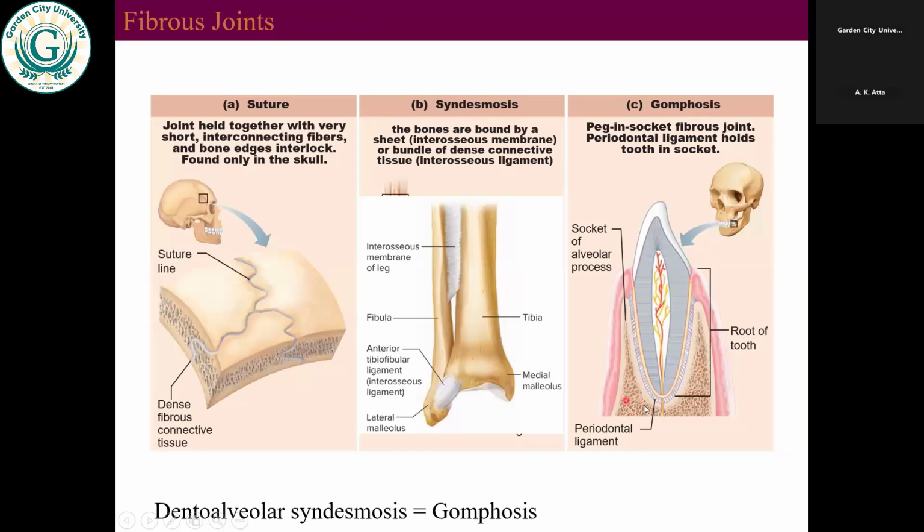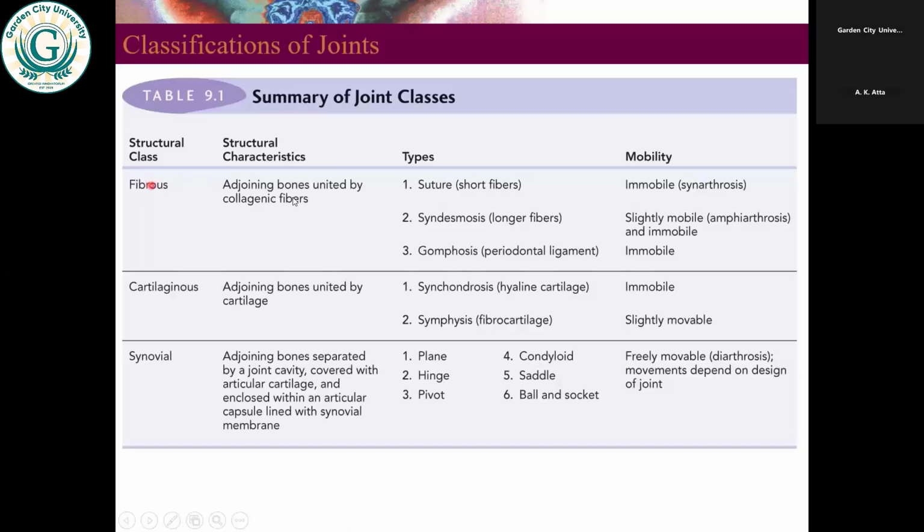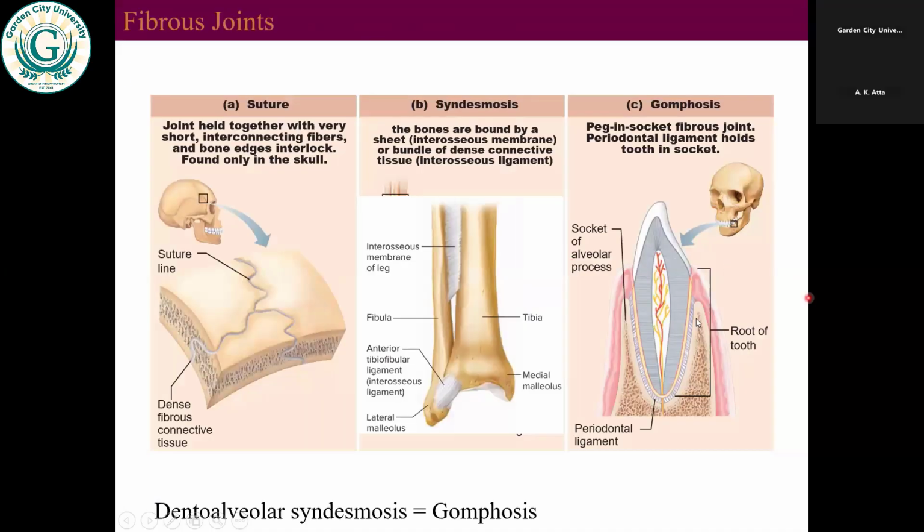Then between the teeth and the socket, we'll do the teeth later, second semester. Between the teeth and the socket, this is also an immovable joint. We call it gomphosis. In fact, gomphosis is a special type of syndesmosis. So dental alveolar syndesmosis is also called gomphosis. Okay, so under fibrous joints, these are the types that we have. In fibrous joints, the adjoining bones are united by fibrous connective tissue. So we have suture, syndesmosis, and gomphosis. In gomphosis, we have the periodontal ligament. So these are the periodontal ligaments.